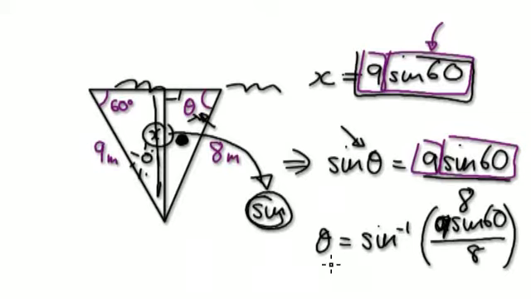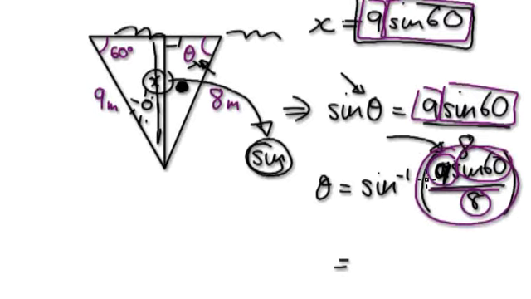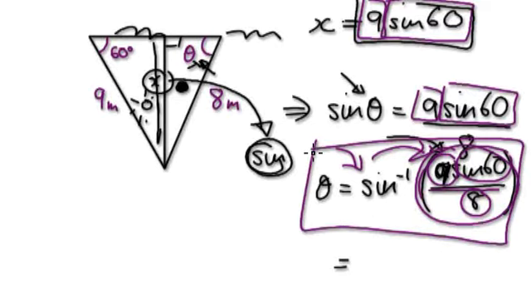Okay, so now you just need to punch this into your calculator. So work out this bracket first. Basically, get sine 60 times 9, and then press equal, and then divide it by 8. Press equal, and then whatever that number is, you need to inverse sine that number. But you can just leave it as this. Okay, so that would be your theta.